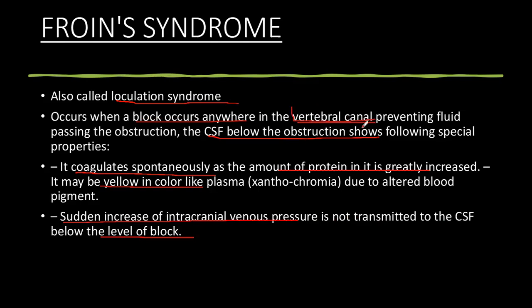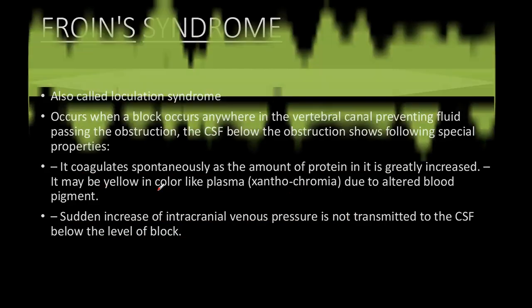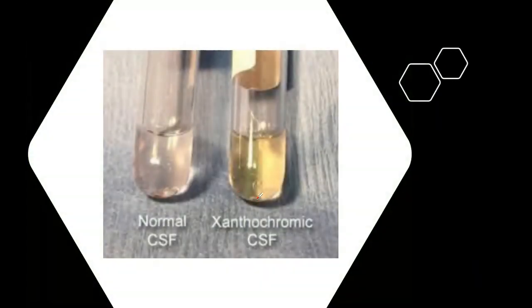Okay. So, let me show you the kind of CSF you find when you do a lumbar puncture of a patient having Froin's syndrome, or the loculation syndrome. It would be yellow in color, like plasma, so xanthochromic. This is normal, the clear one, crystal clear.